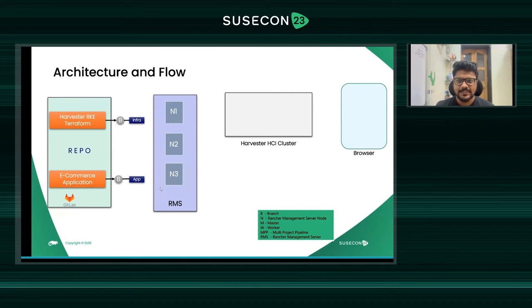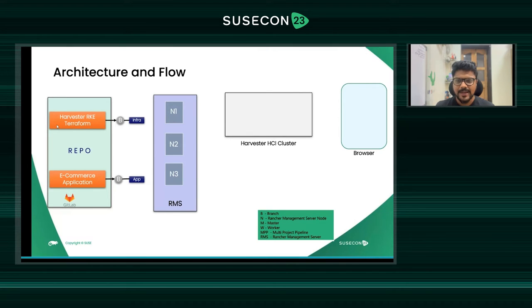Next, we have the Rancher management server as a bridge between the Harvester HCI and GitLab. Using the Rancher dashboard, we have granular control and visibility over the processes occurring in our environment after the pipeline has been triggered. We also have the Harvester HCI as our infrastructure management solution. It is a platform that hosts the guest VMs on which the Kubernetes cluster will be running. At the very right, we have the web browser that will be used to access the GitLab console for triggering the pipelines, access the Rancher GUI, and browse the application after it is deployed.